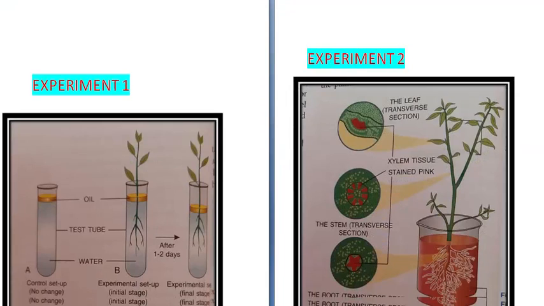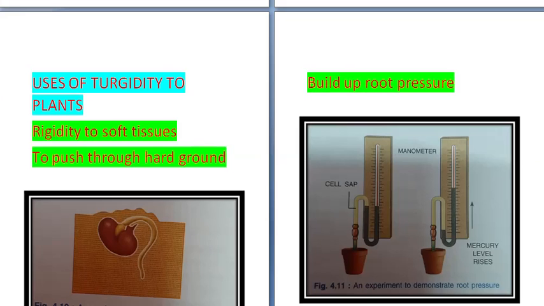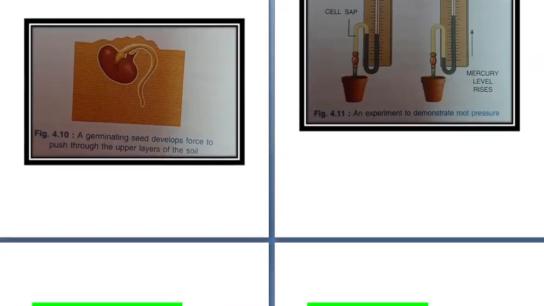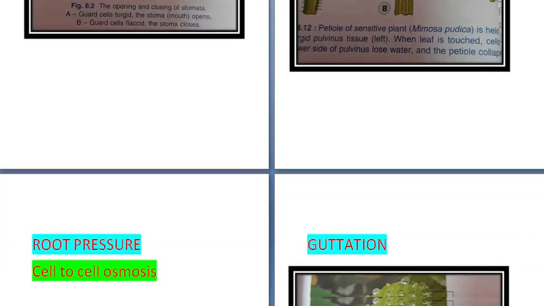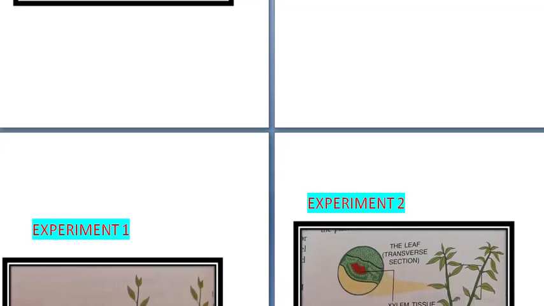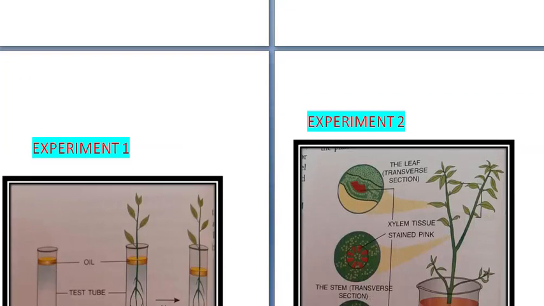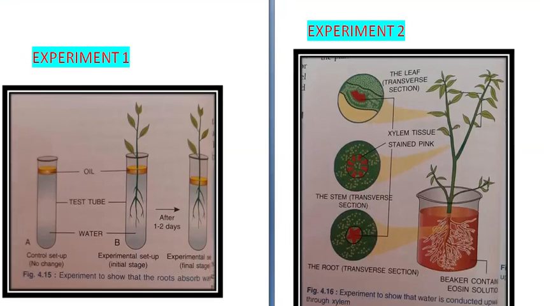Next, we come to a few experiments to show that absorption and conduction of water is done in plants by roots. The first experiment over here: see, we have taken a beaker, and in it we have taken a test tube and filled it with water, and the upper surface we have covered with a layer of oil.